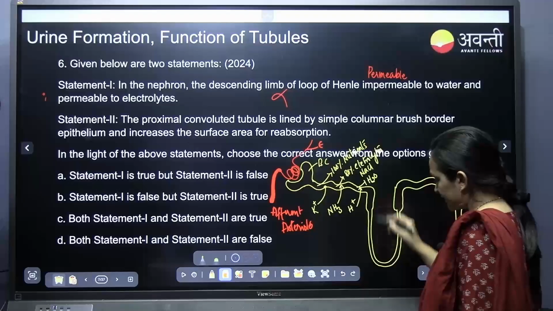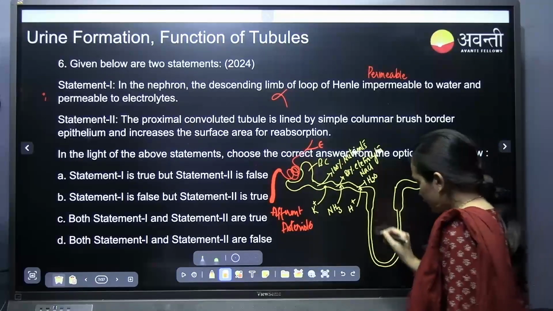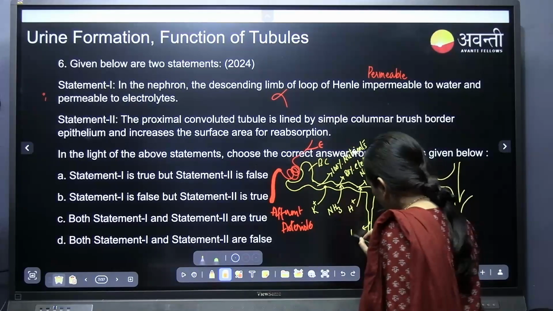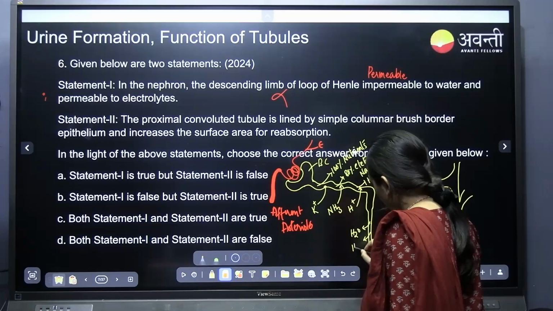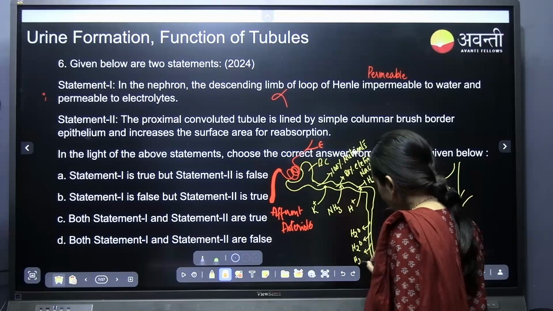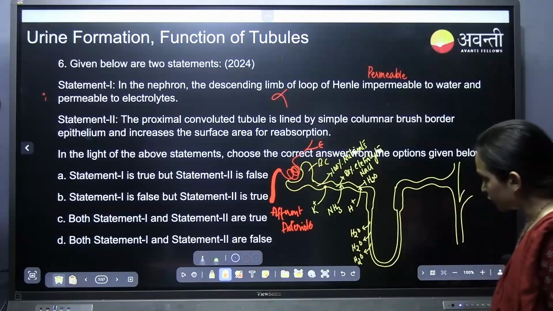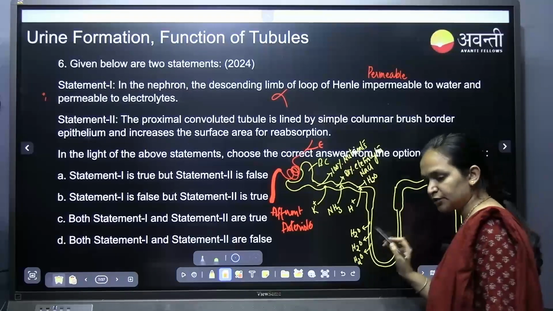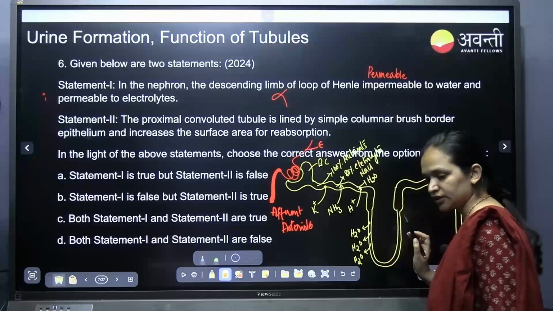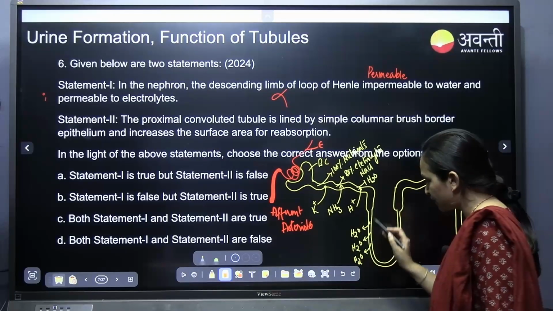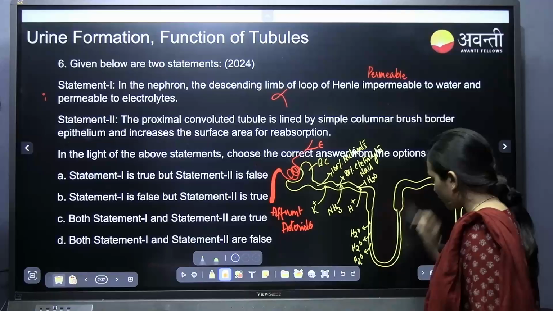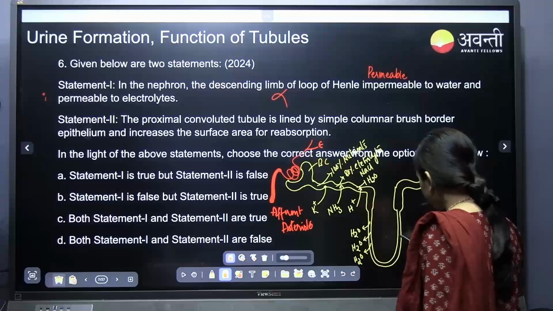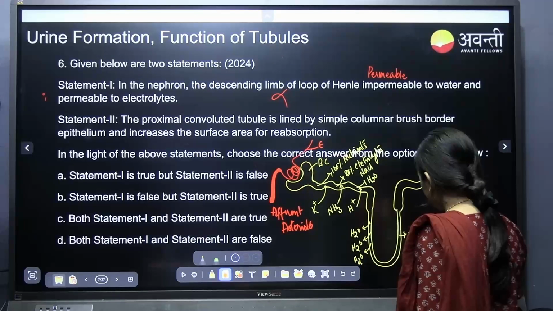Now coming to the descending loop of Henle. What happens? Reabsorption of water takes place. So which means the descending loop of Henle is permeable to water. If it is permeable to water only, the water can go out, isn't it? This is ascending loop of Henle. Ascending means going up. This is permeable to NaCl.